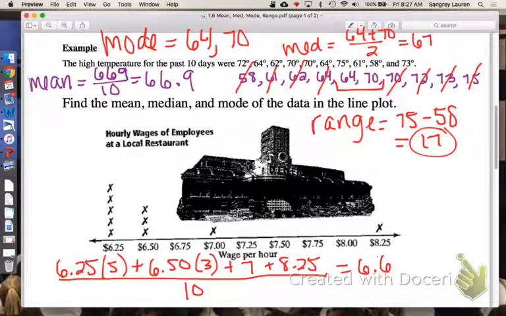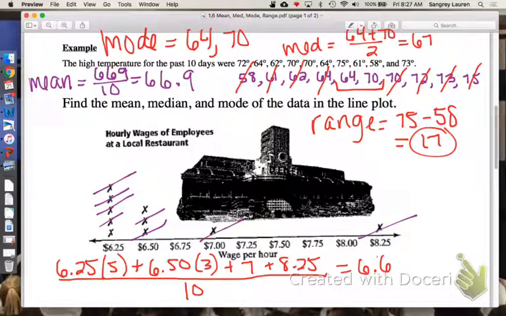The mode is really easy to see with this graph because you can clearly see which wage has the most X's. So your mode is 6.25. The median, we can still use the same trick that we've been doing. So let's cross off a pair of the highest and lowest. So 8.25 is the highest, 6.25 is the lowest. We have another 6.25 with the highest of 7. Another 6.25 with a 6.50. 6.25 with a 6.50. Now we're left with 2 middle numbers again.